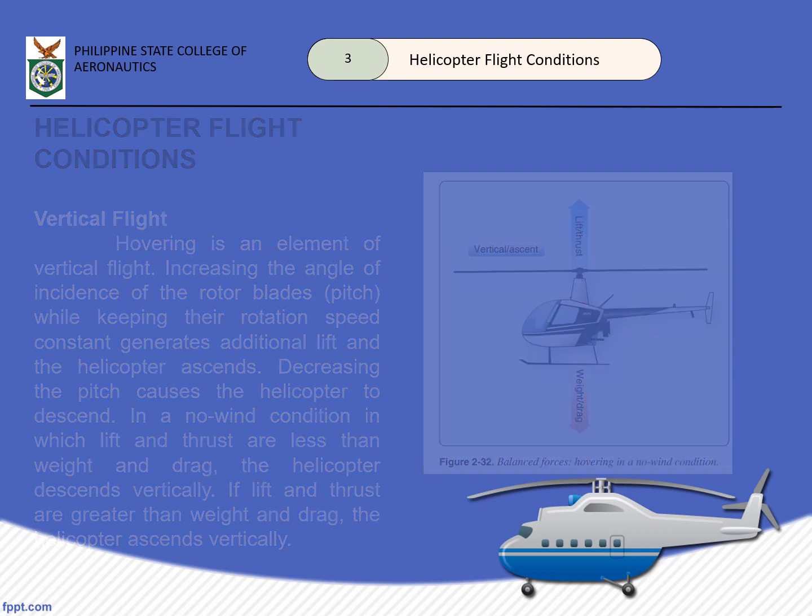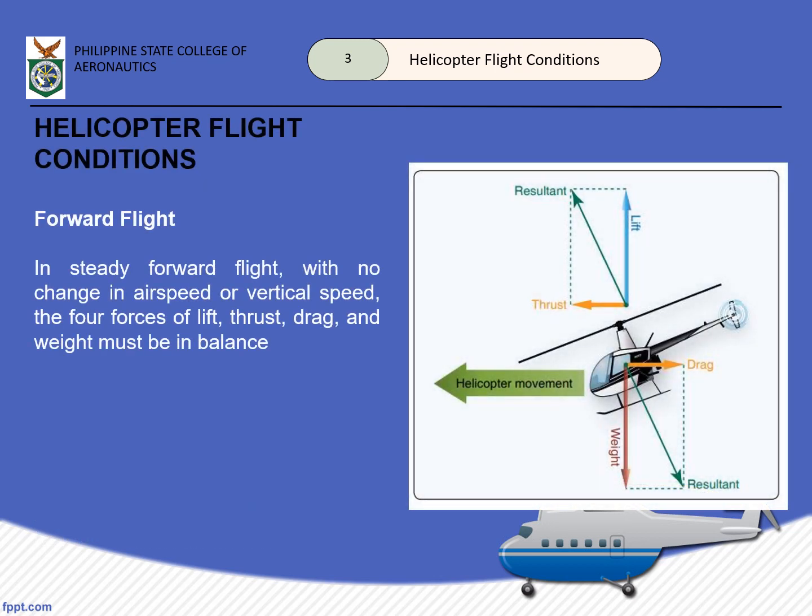So for the forward flight, in steady forward flight with no change in airspeed or vertical speed, the four forces of lift, thrust, drag, and weight must be in balance. So to make forward flight, we need more lift and thrust to overcome weight and drag. When it comes to airflow for forward flight, the airflow is opposite of the aircraft's flight path. So the velocity of this airflow is equal, of course, to the forward speed of our heli.